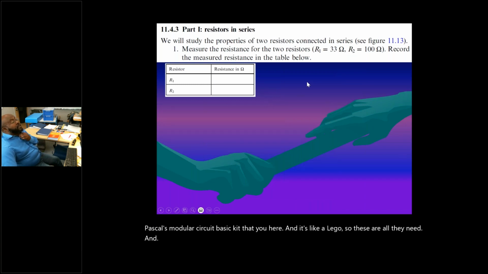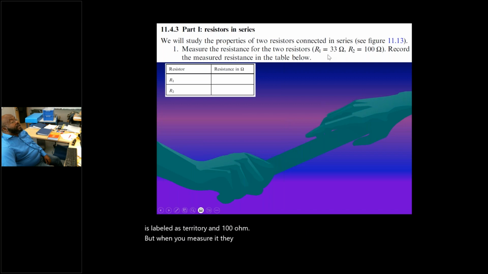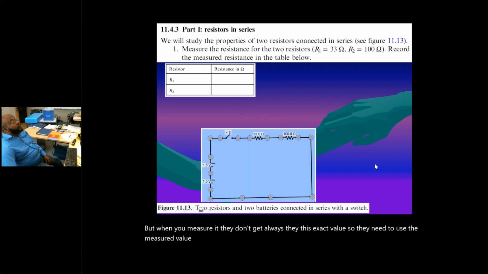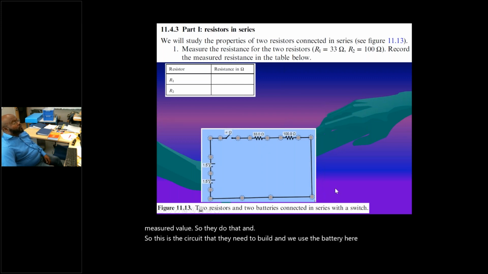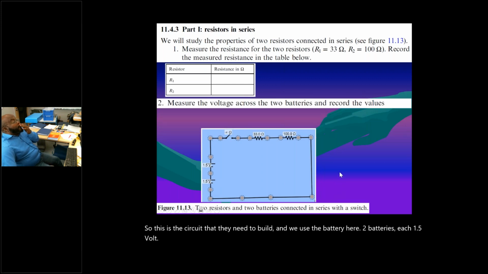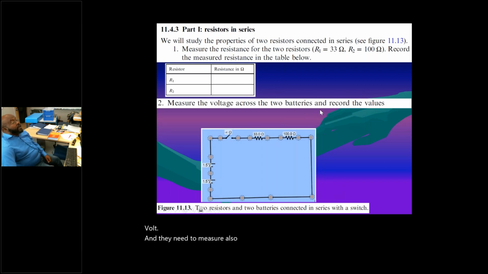before they build the circuit, they need to measure the resistance of the two resistors, which are labeled as 33 and 100 ohm. But when you measure it, they don't always get this exact value, so they need to use the measured value. So they do that, and this is the same circuit that they need to build, and we use the battery here, 2 batteries, each 1.5 volt, and they need to measure also the voltage across the 2 batteries in the circuit.